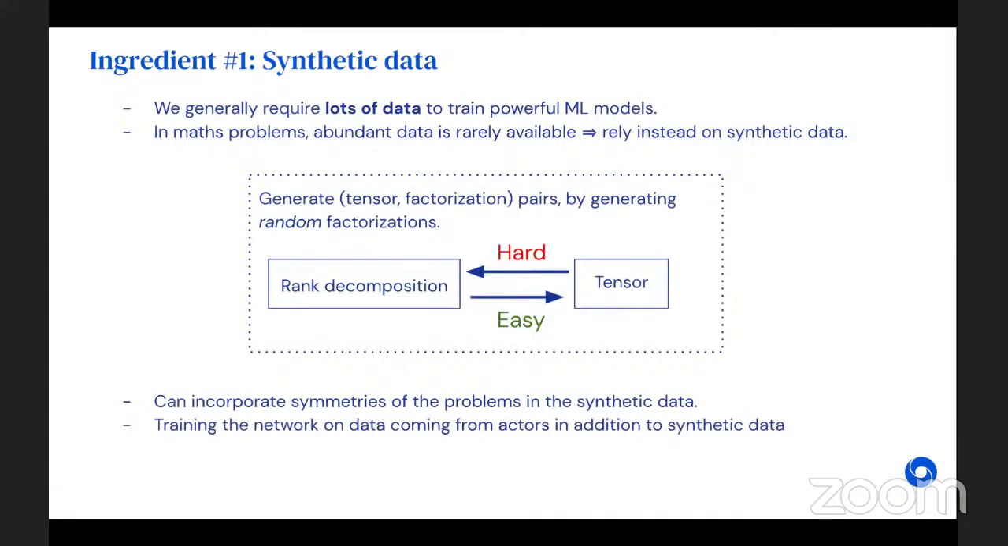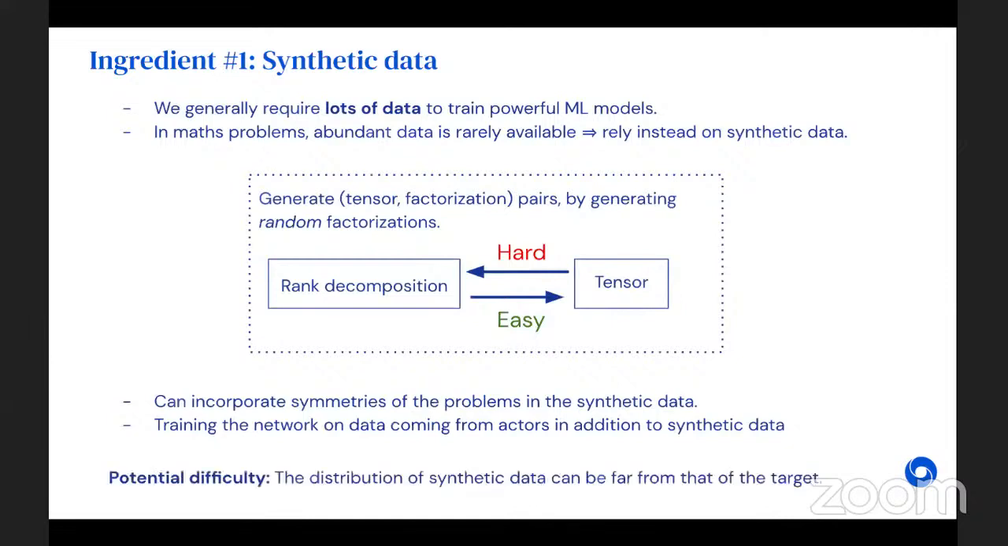So what we have is two sources of data, the data that comes from the actors and the synthetic data. And what we've found empirically is that this kind of synthetic data is very useful, especially at the beginning of training, right? It's essentially giving information about what this tensor decomposition problem is about. And then later on in training, it's going to be using more the data coming from the actors that is more on distribution.